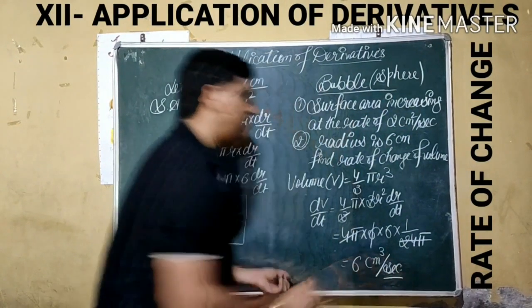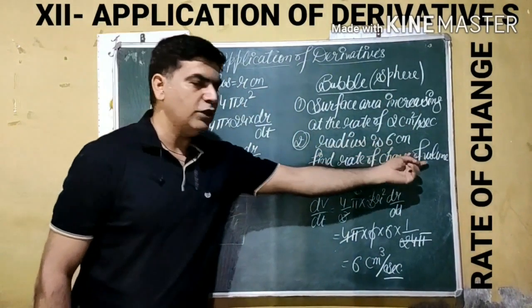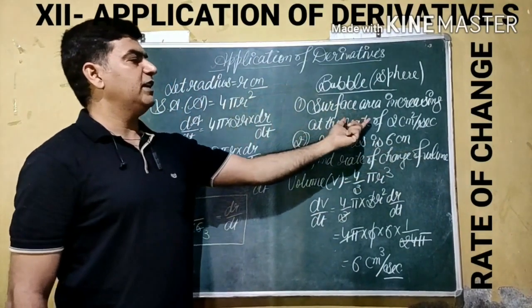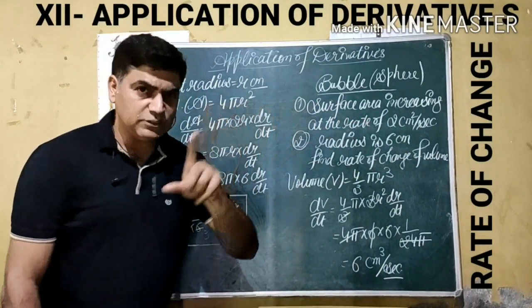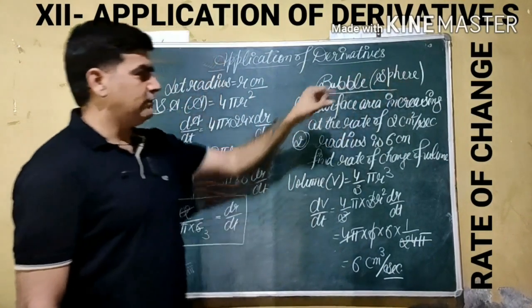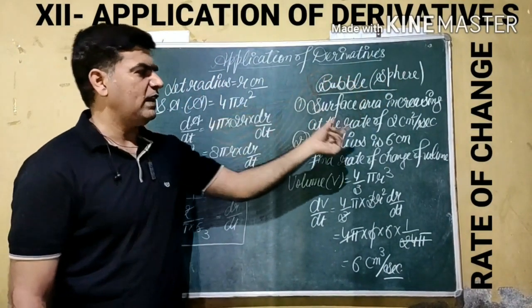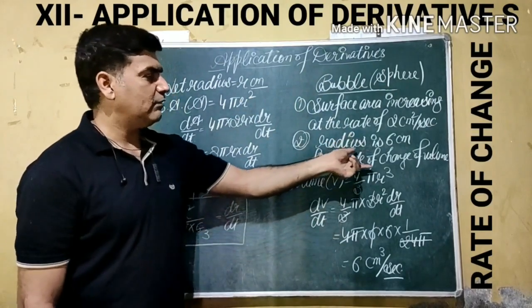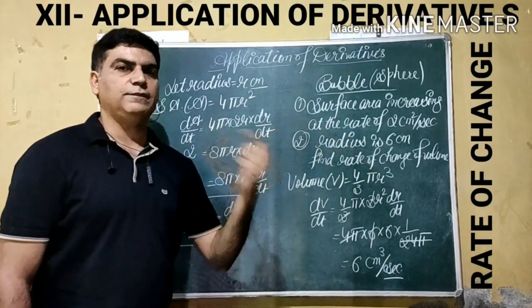So like this we can find out the rate of change of volume with the help of another rate of change given. Means in this question we have learned about the shape sphere in which one rate of change is given, one of the data is given. We have to calculate another rate of change of other physical quantity.